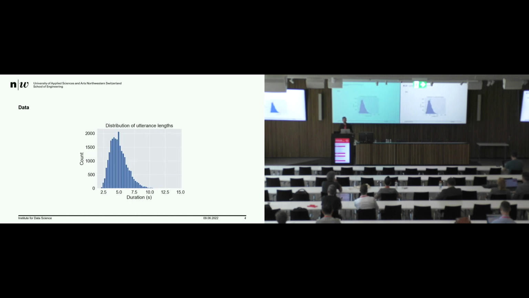Here we have a plot of the durations of the single utterances contained in our test corpora, and we can see that on the x-axis we denote the duration of those utterances, and on the y-axis we have a frequency count of those different durations, and we see that on average one utterance is about 5 seconds long, and the shortest utterance is 2 seconds long, and the longest about 11 seconds.